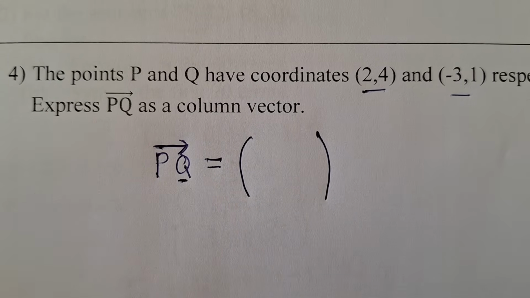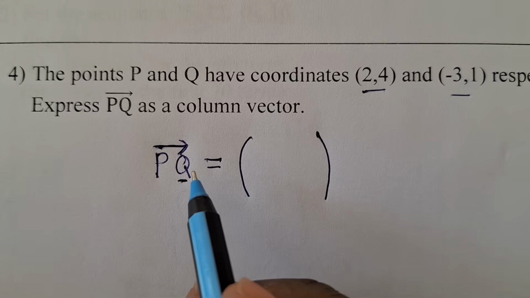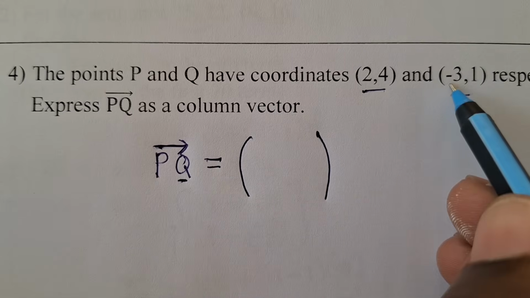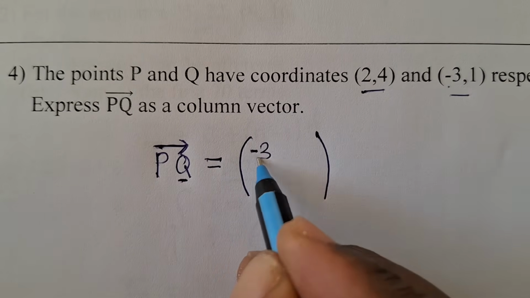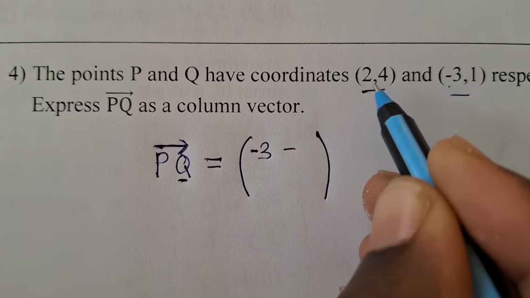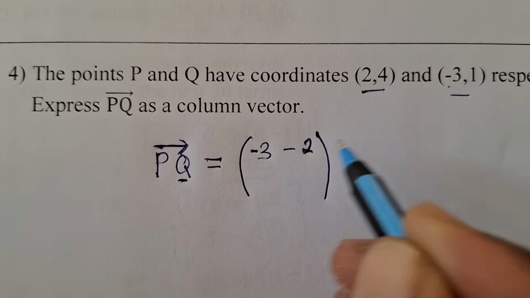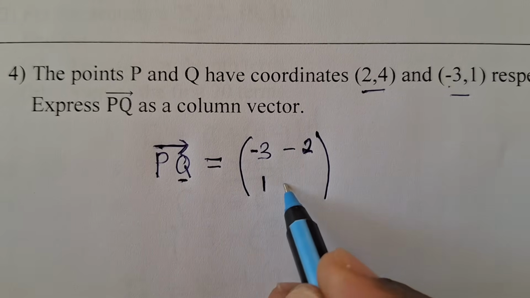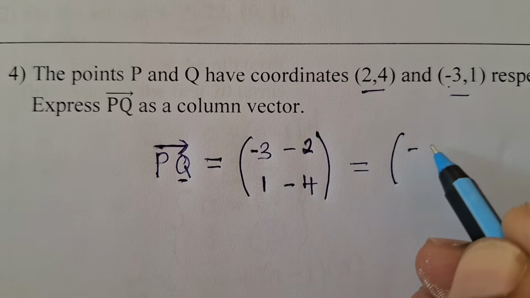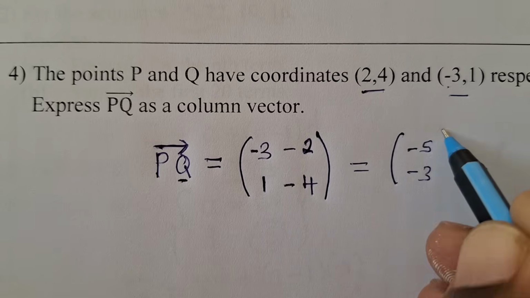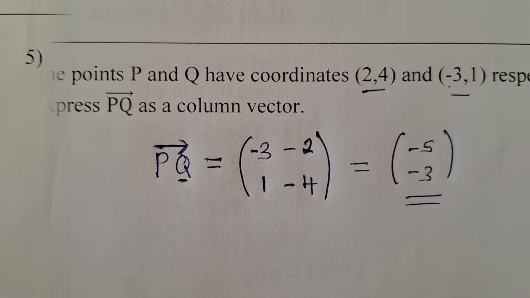So start with coordinates from q minus coordinates from p. So this is q, okay? We shall start with negative 3, which is from q, minus 2, which is from p. We come to 1 minus 4, which will give us negative 5 over negative 3 as our answer. So this is our answer.